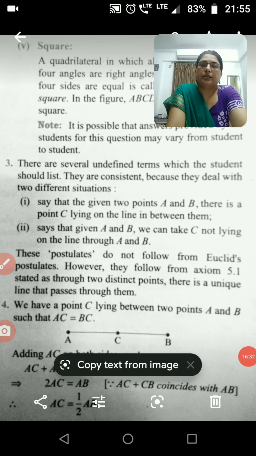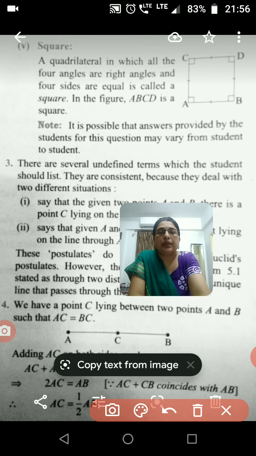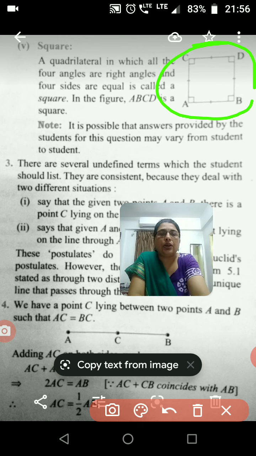And last, the square. A square is a quadrilateral in which all the four angles are right angles and four sides are equal. Here you can see one figure ABCD, in which all four angles are right angles and AB is equal to BC is equal to CD is equal to AD. So we can say that this is a square.